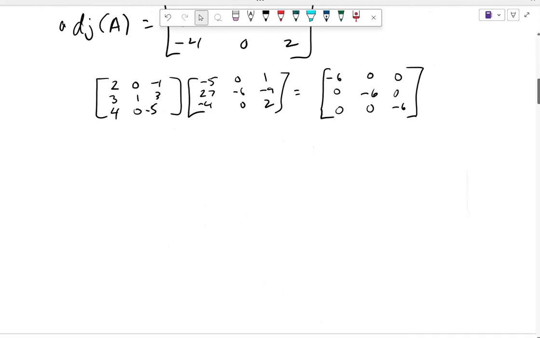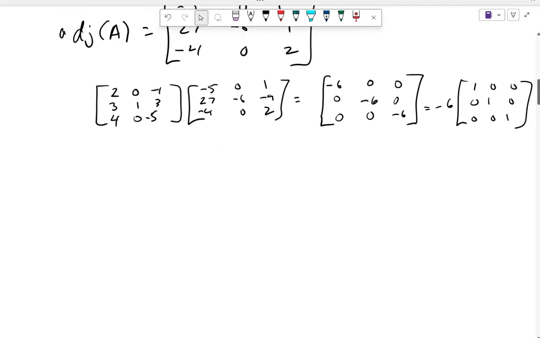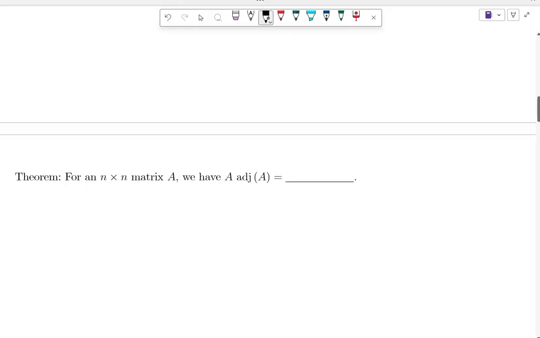So in general, notice this is the determinant. You could pop the determinant out in front and write this times the identity matrix. So this is true in general, and that's what the next property is on the next page: when we have A times the adjoint of A, it's the determinant of the matrix times the identity matrix.